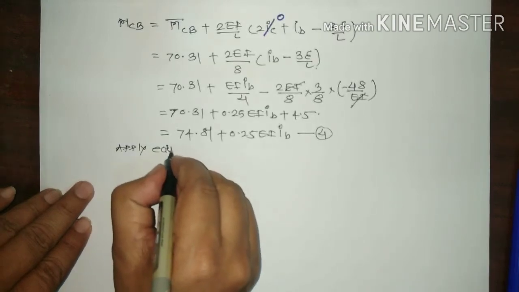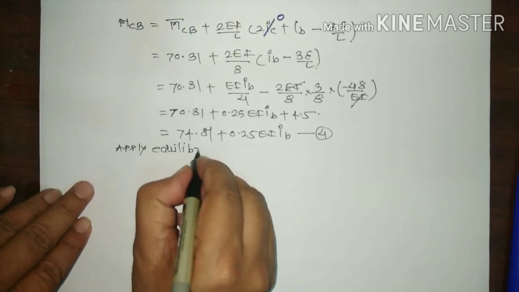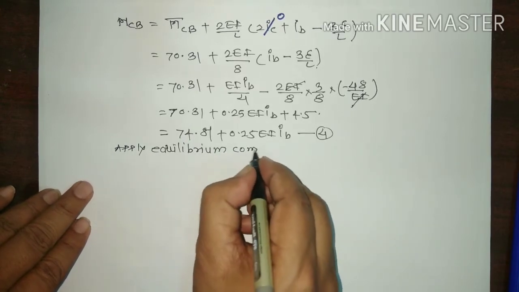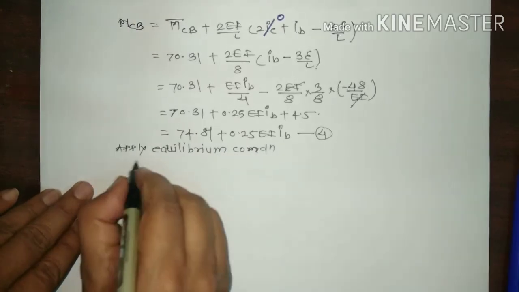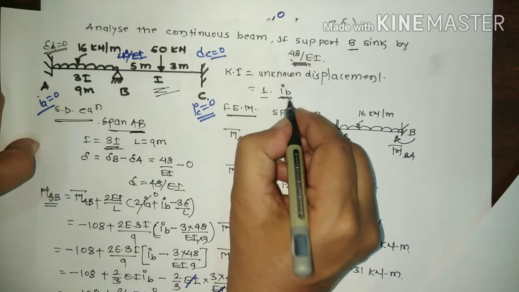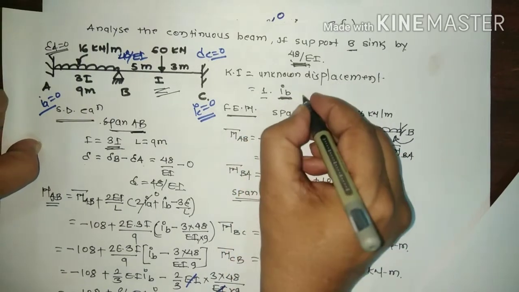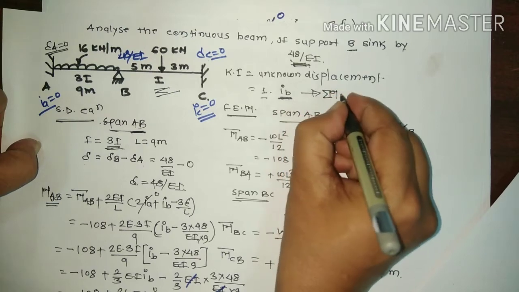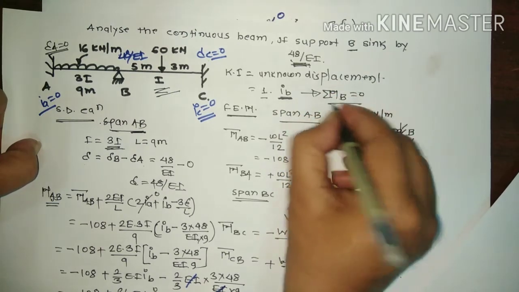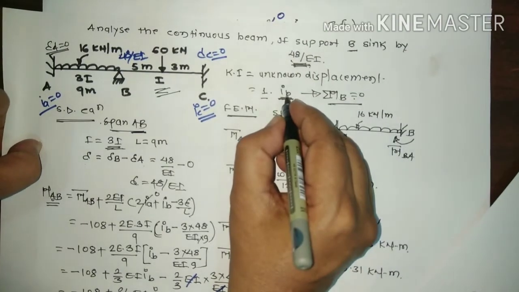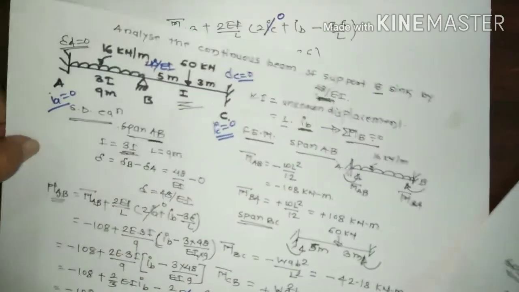Now apply the equilibrium condition. Which are these conditions here? We have already seen in many of the lectures, if this displacement is IB, then your condition is sigma MB is equal to 0. If this is IC, then sigma MC equal to 0. If this is IA, then sigma MA is equal to 0.